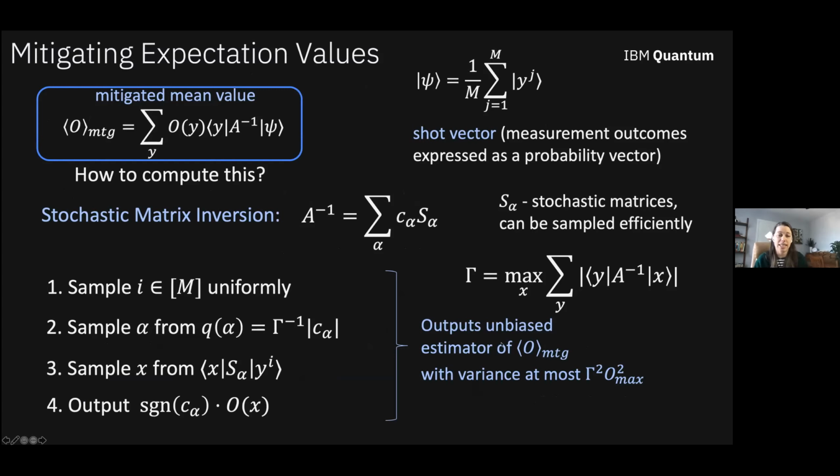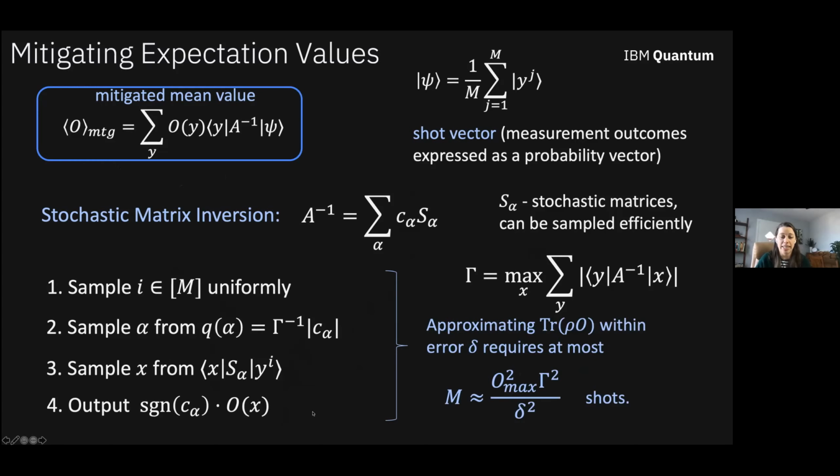The actual process of doing this mitigation is to sample. We can efficiently find this inverse A matrix as a sum of stochastic matrices with some coefficients. And what this error mitigation process looks like is sampling from all of our shots, and then sampling from these stochastic matrices, and then applying that matrix to our shot vector, and sampling from the outputs and updating our mitigated value.